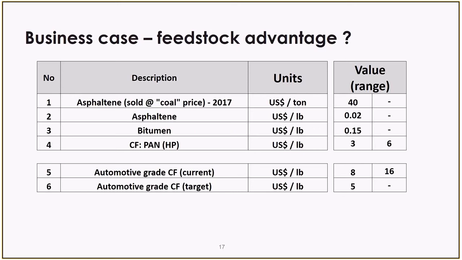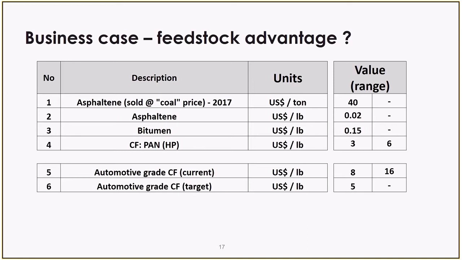So as I mentioned previously, 90% of the carbon fiber market is made from polyacrylonitrile, or what we call PAN. This is the HP, which stands for high purity. So the US dollars per pound of this commodity starts at about $3 per pound. So as you can see, asphaltene as a feedstock, 2 cents per pound, versus polyacrylonitrile at $3 per pound, there's a huge differential. And I'll talk about that a little bit more here.